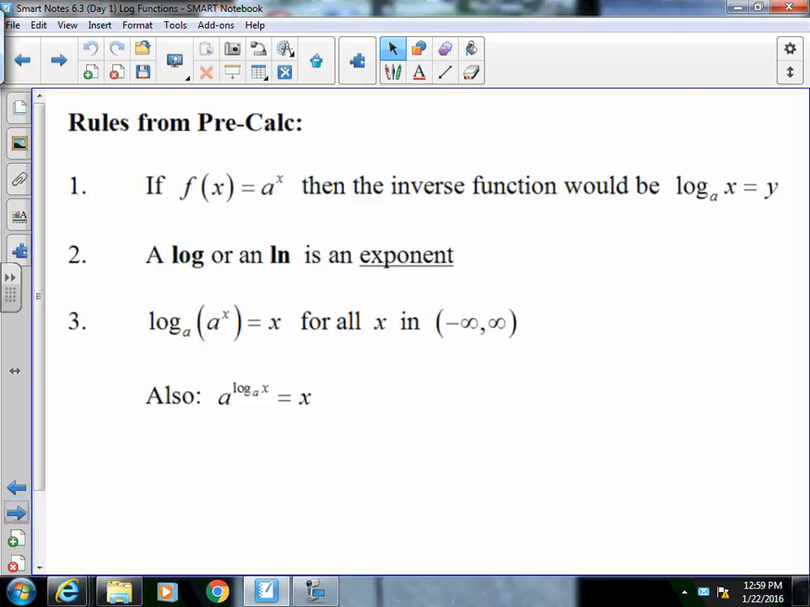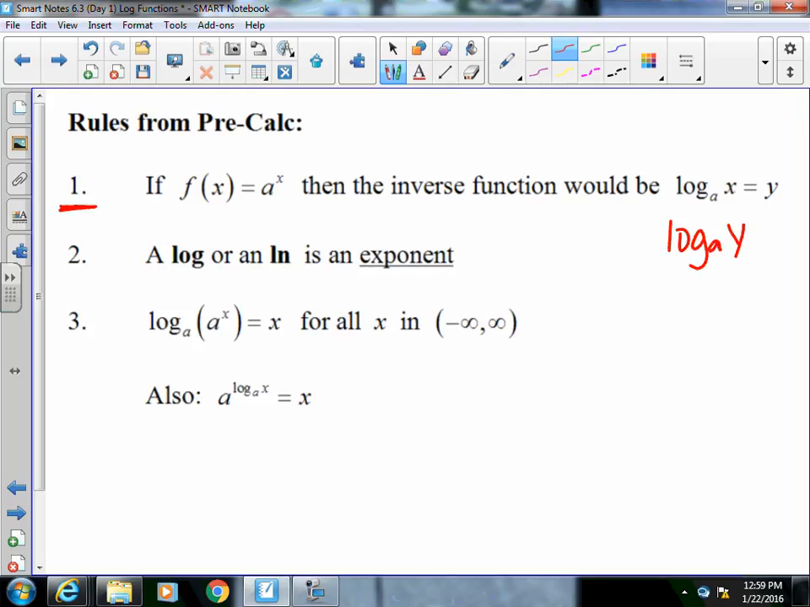So, some rules from pre-calc. I'll underline them as you go. There's not a ton to write. If f of x equals a to the x, then log base a of y equals x. Those are inverses. And I think that's backwards. Yeah, log base a of y equals x. It might be correct on your sheet.